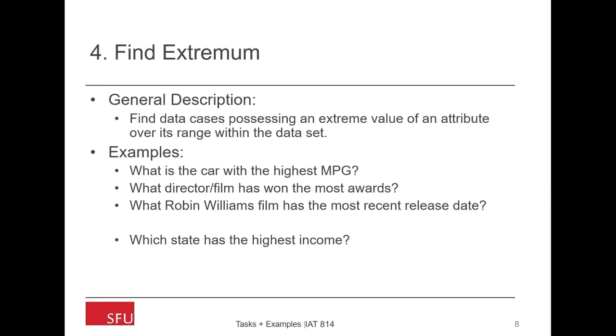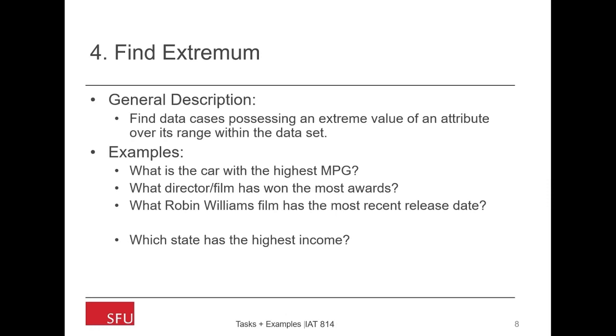So what you need to do, particularly if the data set gets more complex, is some analytical steps. The example questions are: what is the car with the highest miles per gallon in the cars data set? What director or film has won the most awards? Maybe it's Titanic, maybe it's The Godfather, I don't know. The third question: what Robin Williams film has the most recent release date? That's a compound query in which the filtering query has been done first to select Robin Williams films, and then within that find the most recent date.